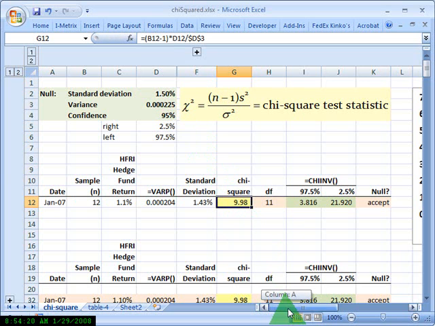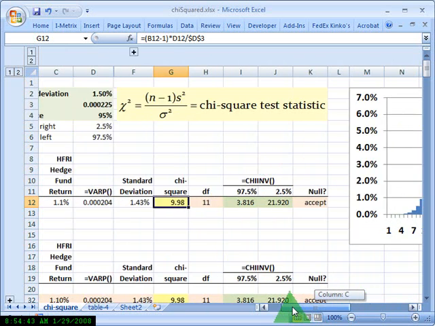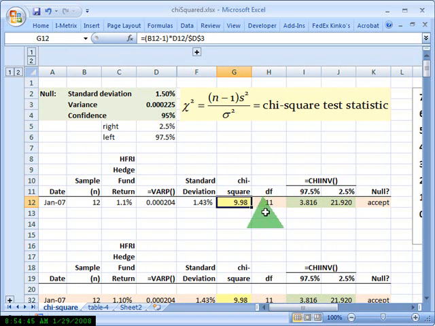And so what do we do with that? Well, if I go back to the graph, we're getting 9.98, so we're getting something right about here. The question is, the test that we conduct really is that within the 95% confidence interval or not? If it's outside of it, then we're going to reject the null. And we're going to say, well, the difference between our sample and our population is too great to be explained by randomness. So we got a 9.98. I have 11 degrees of freedom.